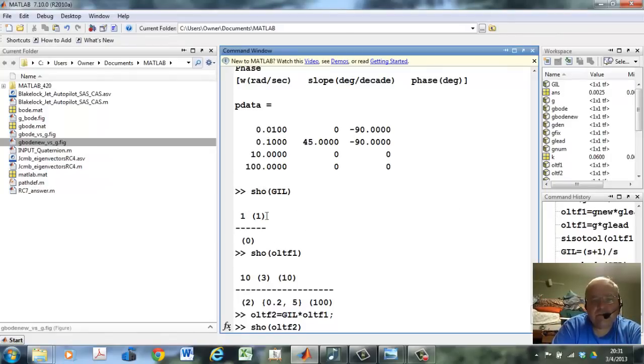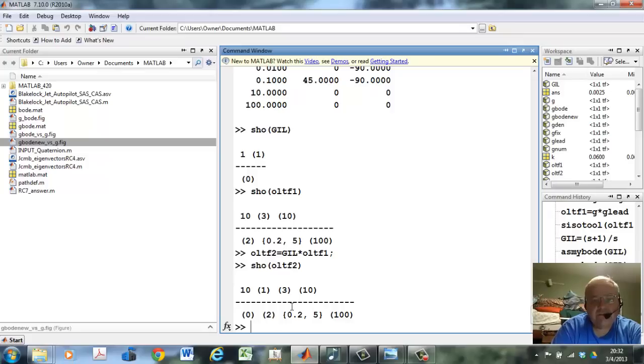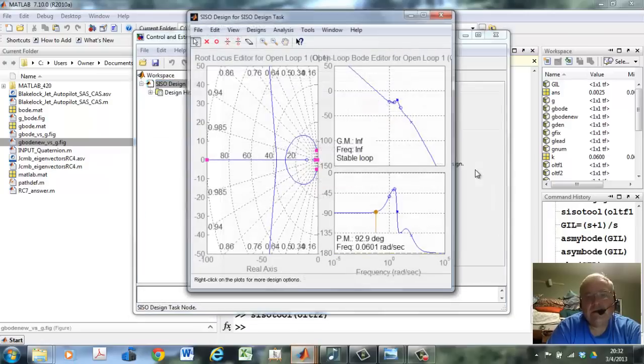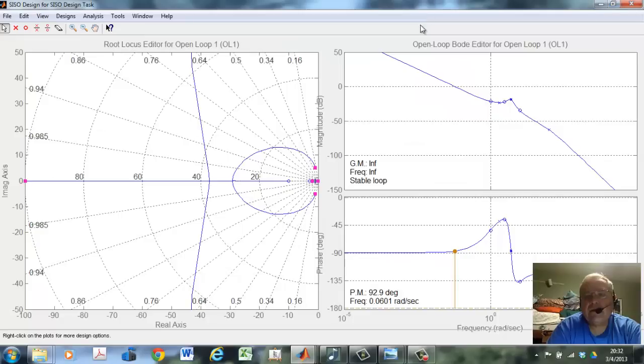So here's the integral lag compensator, s plus 1 over s. And there's my open loop transfer function, which is the Bode plot transfer function that I computed, plus the passive lead, which is s plus 10 over s plus 100. So now we're going to multiply the integral lag times the transfer function and get our second open loop transfer function, which will be seen here. And now we can SISO tool that. We call that OLTF2. We'll let this run.